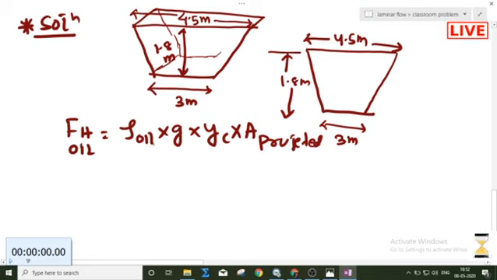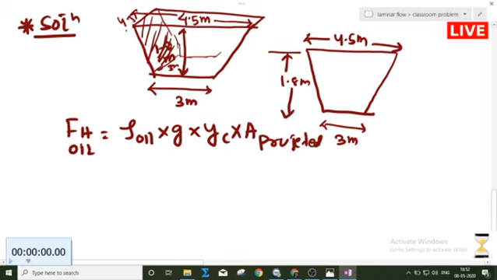Yc is always measured from the free surface to the centroid of the area. You measure it vertically, not along the incline. Now just imagine this side. If you find the area of this one, it is a trapezoid, with lengths 4.5 meter and 3 meter. So what is this projected area?